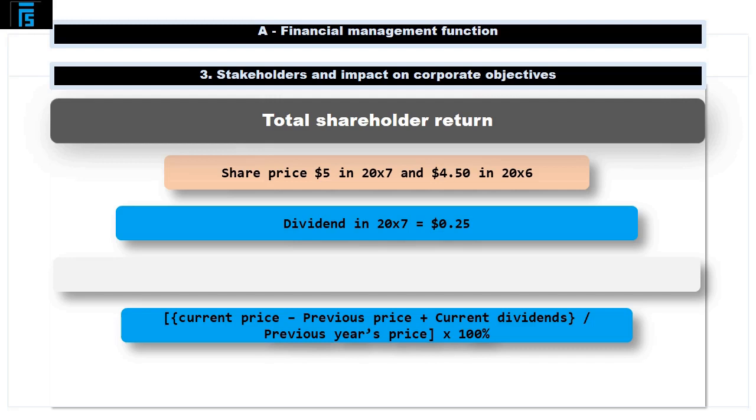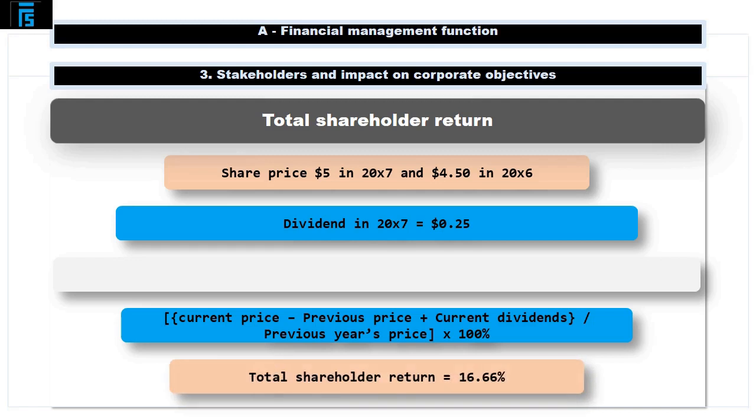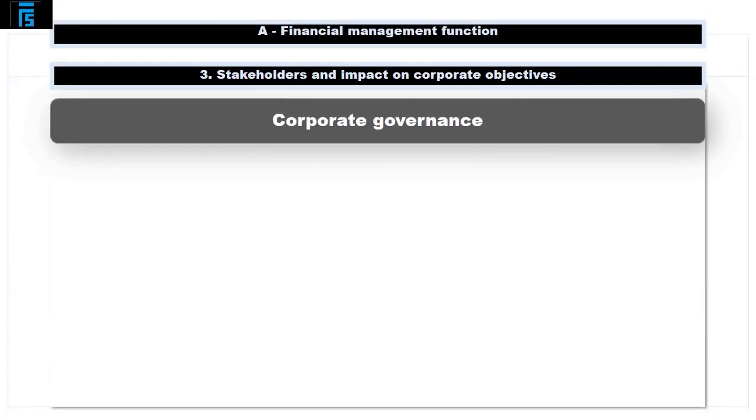So it is the current share price less the previous year's share price, add on the current year's dividend, and then divide it by the previous year's share price, and then make it a percentage. So it is 16.66% for Topdog.